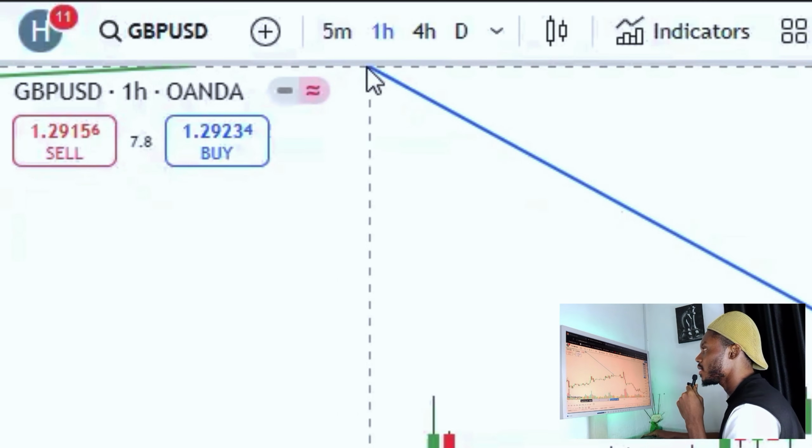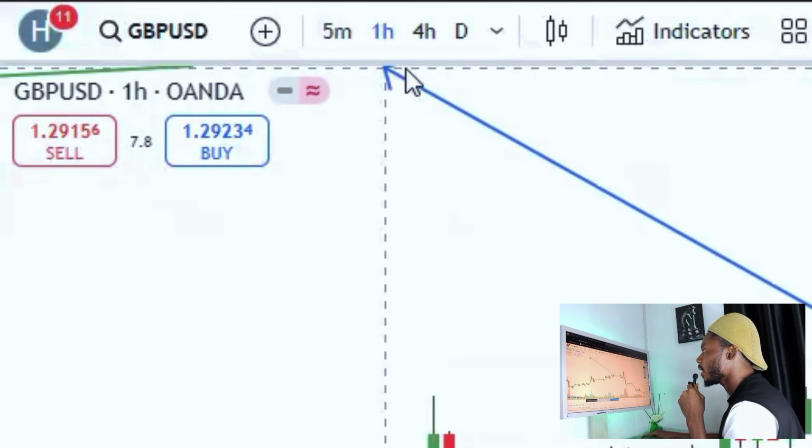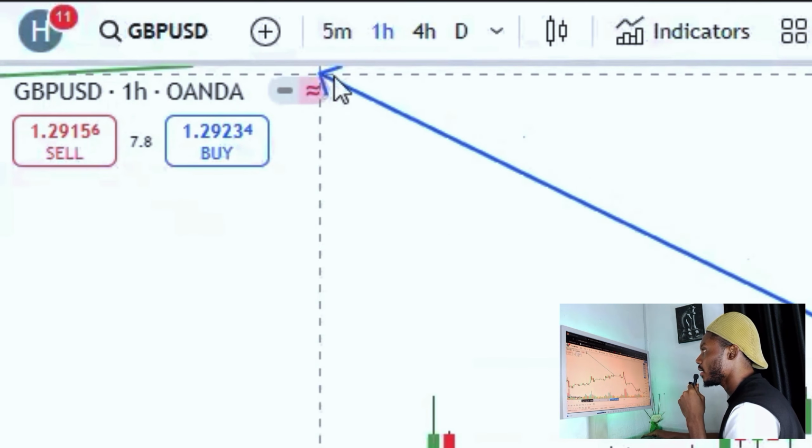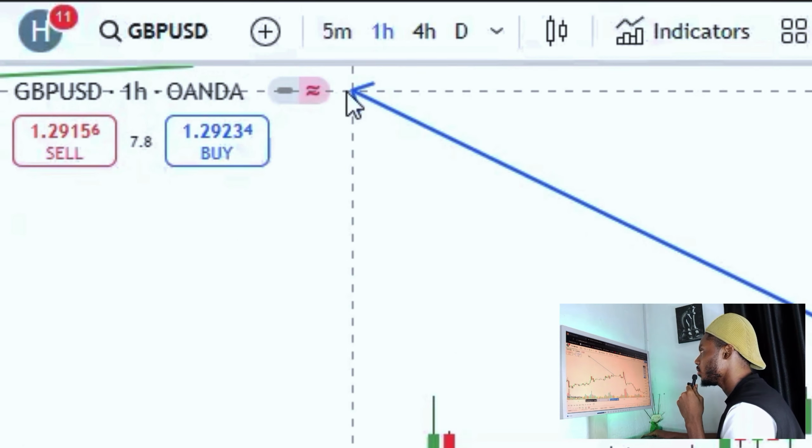Now we have a 5-minute time frame, we have a 1 hour time frame, a 4 hour time frame, and we have a daily time frame. So these are just my favorite. That was why I selected these particular time frames here. You should get more than this on your trading platform.